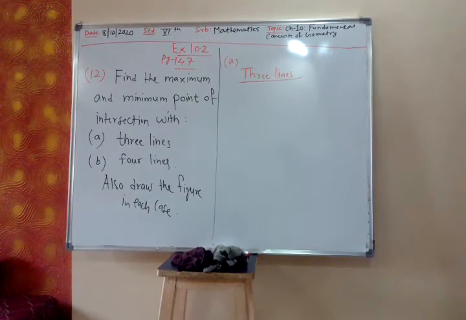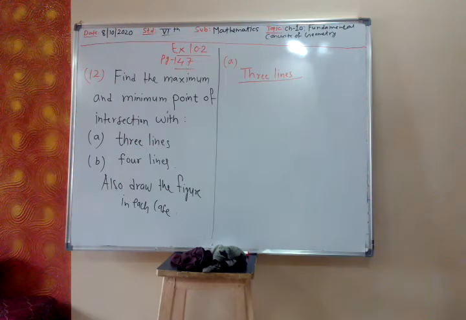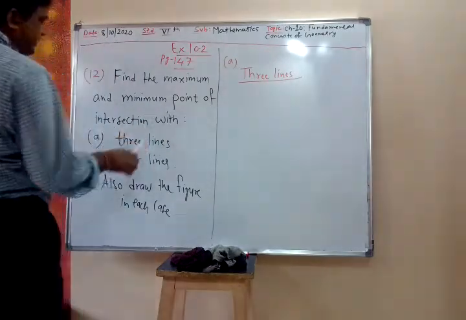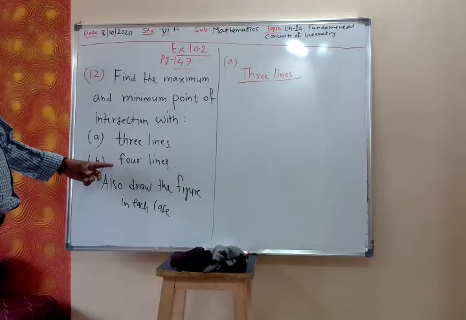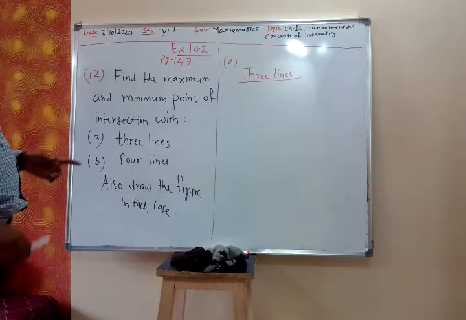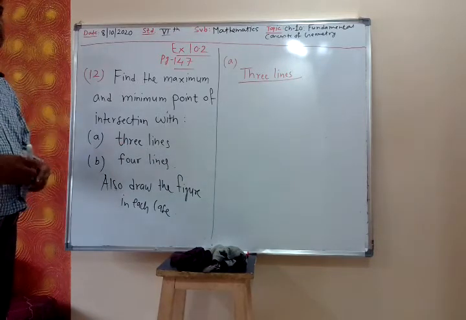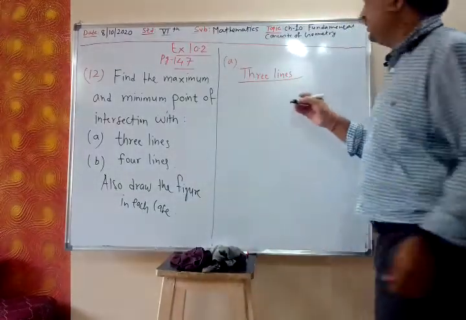Find the maximum and minimum point of intersection with 3 lines, 4 lines. Also draw the figure in each case. Clear? First case is 3 lines, B is 4 lines. So let us consider 3 lines first. First we will see what is the maximum point of intersection.